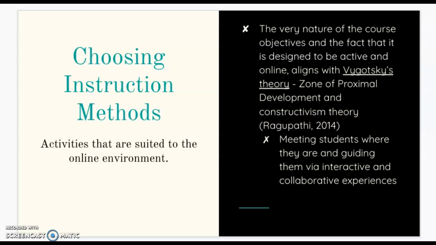And, using good active learning strategies to build on a student's previous understanding. Again, meeting students where they are and guiding them via these active and interactive experiences, collaborative experiences to build further and more meaningful knowledge.